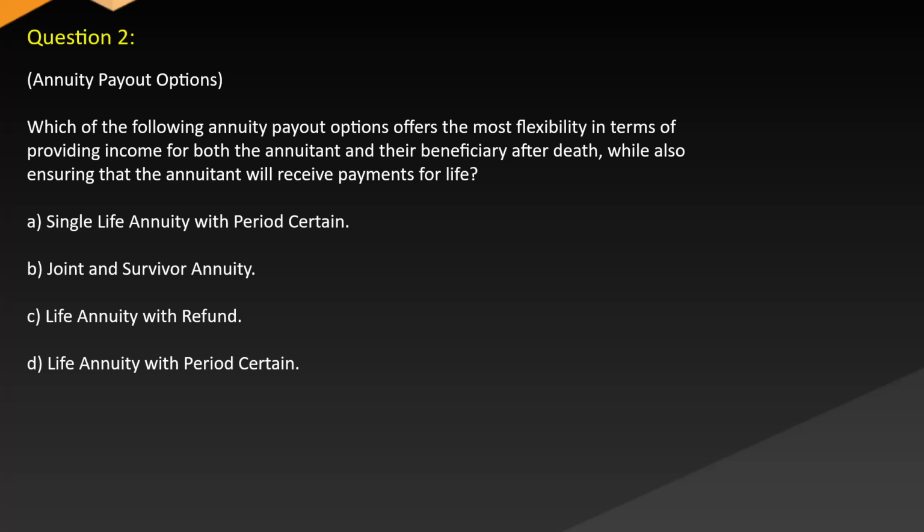Question 2. Annuity payout options. Which of the following annuity payout options offers the most flexibility in terms of providing income for both the annuitant and their beneficiary after death, while also ensuring that the annuitant will receive payments for life? A. Single life annuity with period certain. B. Joint and survivor annuity. C. Life annuity with refund. D. Life annuity with period certain.